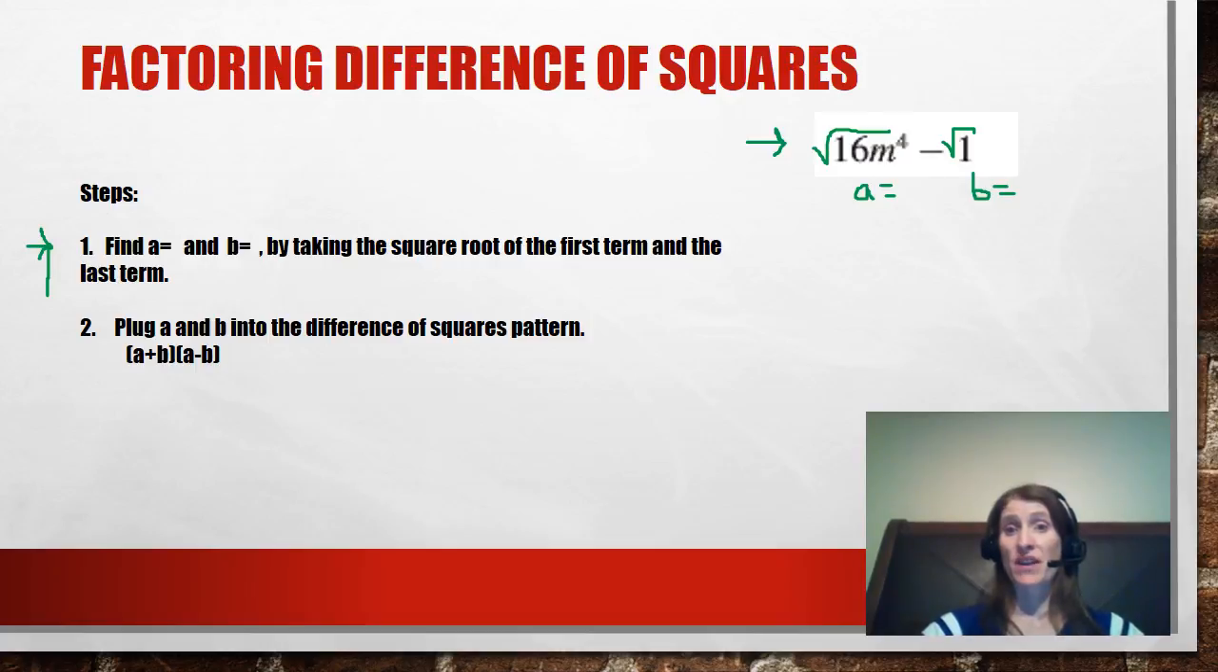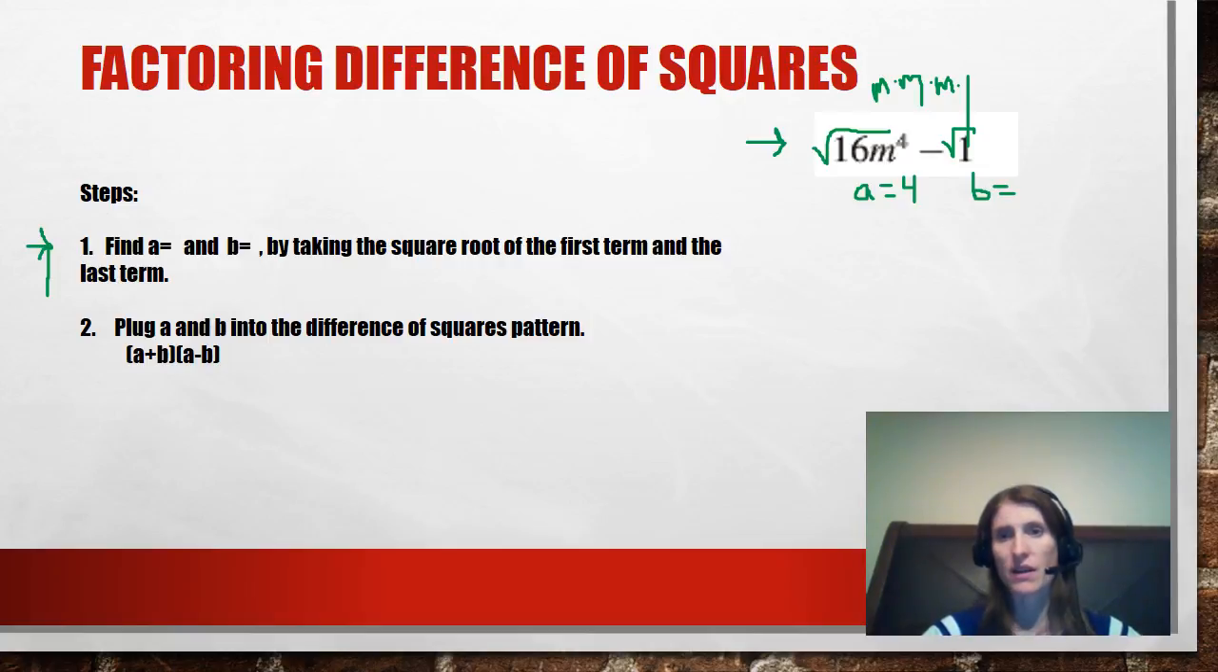So when I find the square root of 16m to the fourth, I think about the square root of 16. What number times itself will give us 16? That would be 4. When I find the square root of m to the fourth, this one's kind of tricky. You have to think back to what we did for square roots. Really, this is like saying I have m times m times m times m.